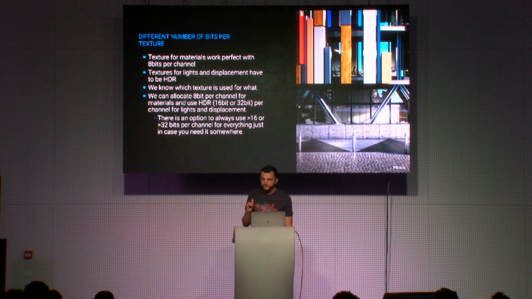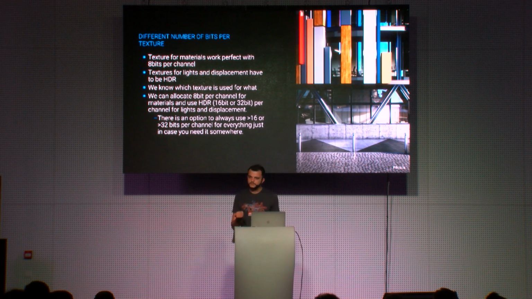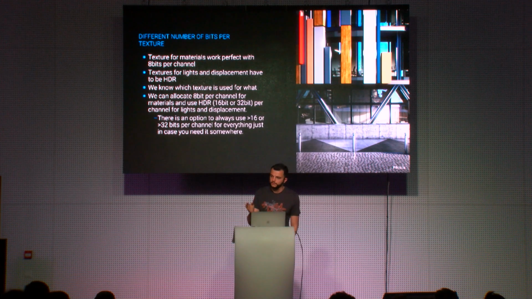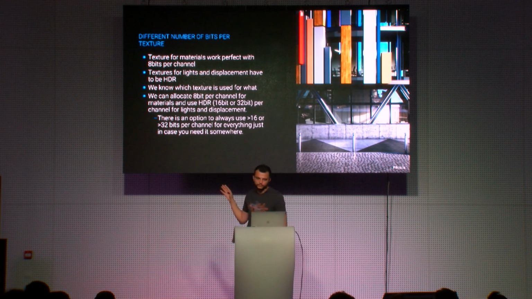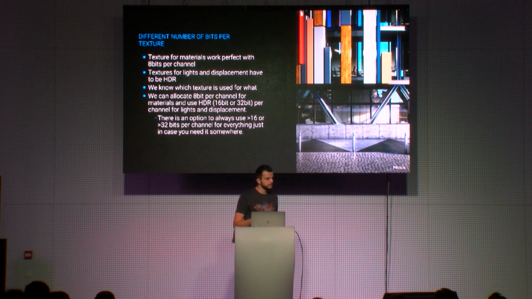Also, we need to have a different number of bits per channel, because for most of the textures, like those used for diffuse, for reflection, for whatever, 8 bits per channel are more than enough. And it's a very easy, nice way to compress stuff. But for lights and for displacement, we need to have HDR 16-bit or 32-bit. So that's why we need a different number of bits.